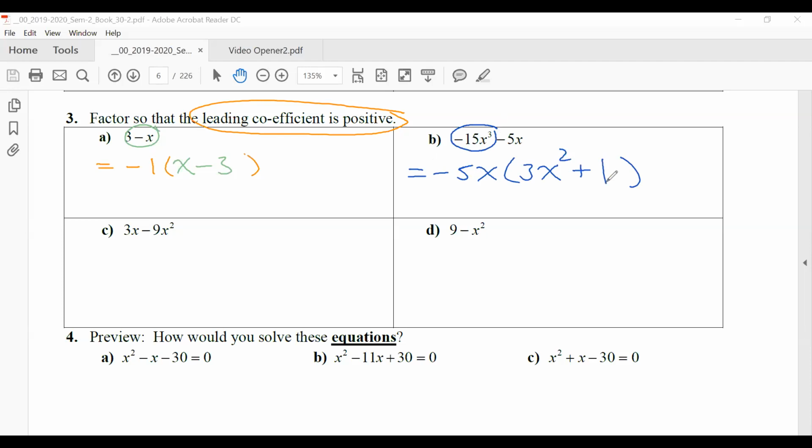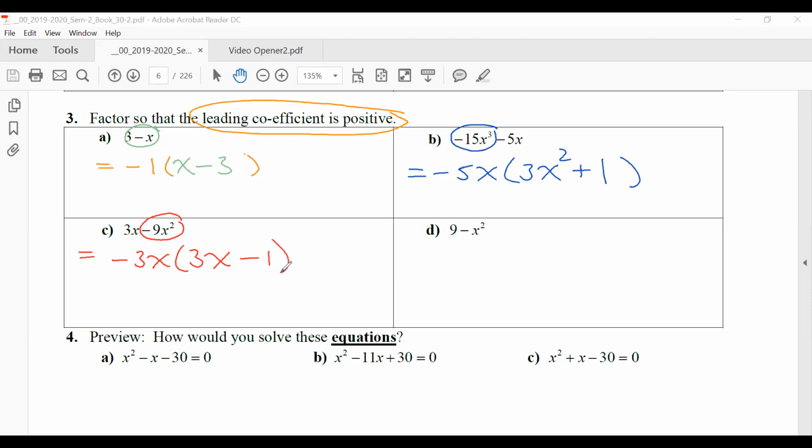So a bit of a new step for you to try here, but you'll get the hang of it as we get into it. Next one, there's my highest degree. So it's negative 9, so I want to make it positive, so I'm going to factor out negative 3x. Negative 9 divided by negative 3 is 3x. 3x divided by negative 3x is minus 1.